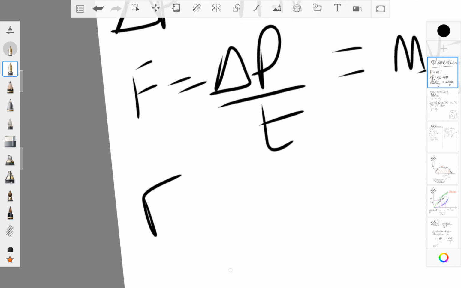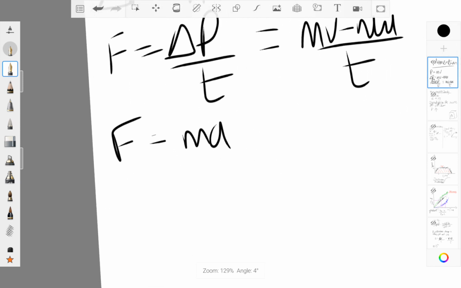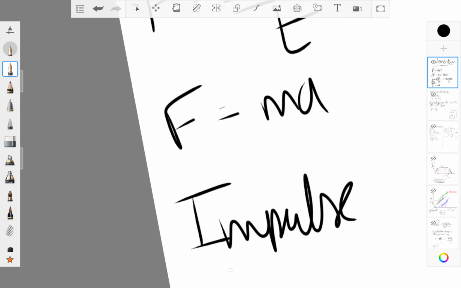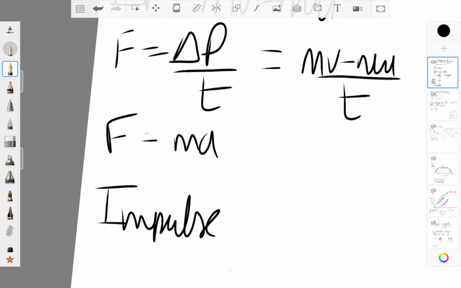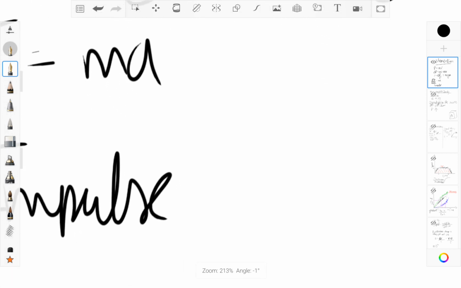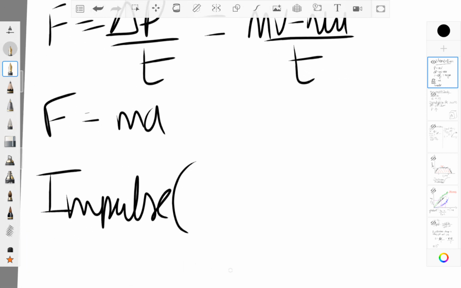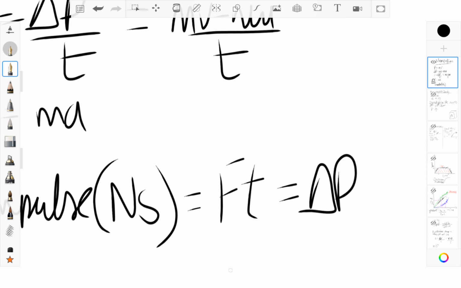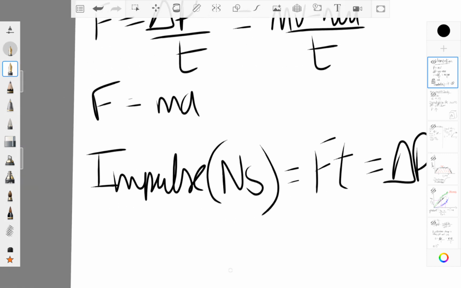And again, you have F equals ma. Now, one thing I didn't mention before is impulse, which is another value. You'll see a lot of questions about impulse in paper 2. Impulse has an SI unit of Newton seconds, not newtons per second, Newton seconds. Impulse is equal to Ft, force times time, or change in momentum. That's impulse. And also F is equal to mass times acceleration. So that's momentum done.